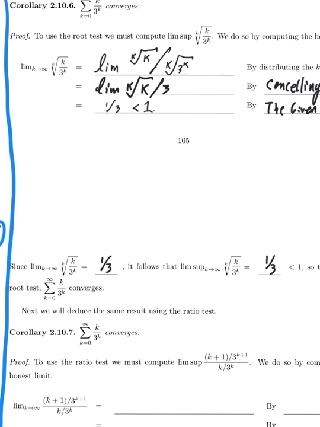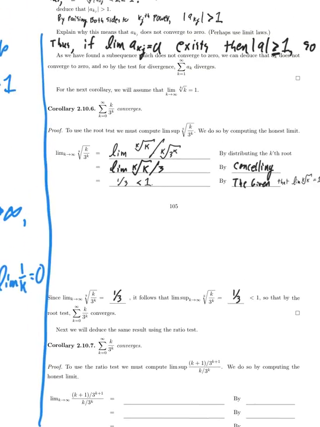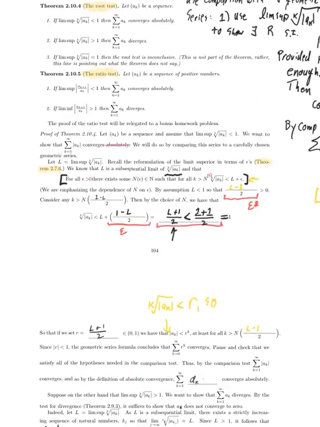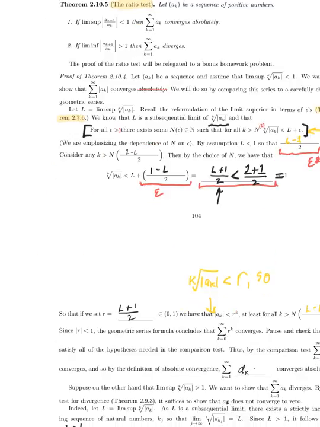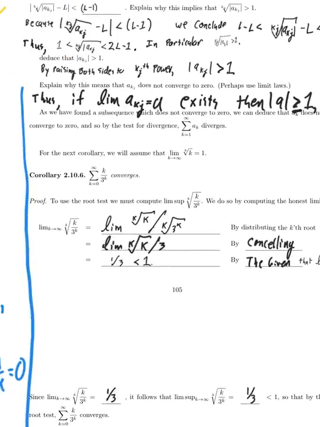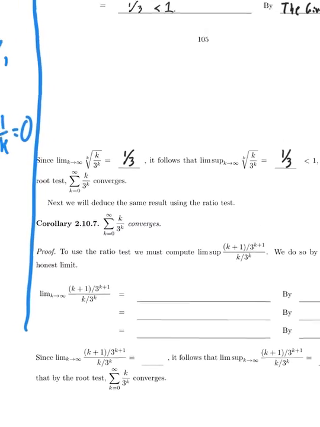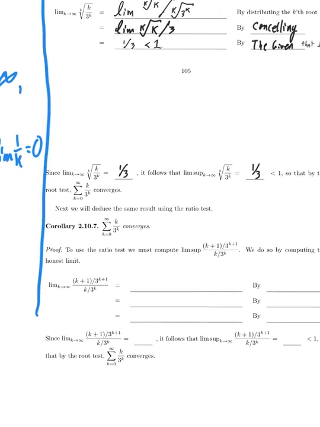Now, we didn't prove the ratio test, but let's prove the same result using the ratio test. So let's remind ourselves what the ratio test says. The ratio test says if you have a sequence of positive numbers and you can show that the lim sup of the sequence of absolute values of a_(k+1) divided by a_k is less than 1, then you will conclude that the series converges absolutely. All right, well, let's do that.